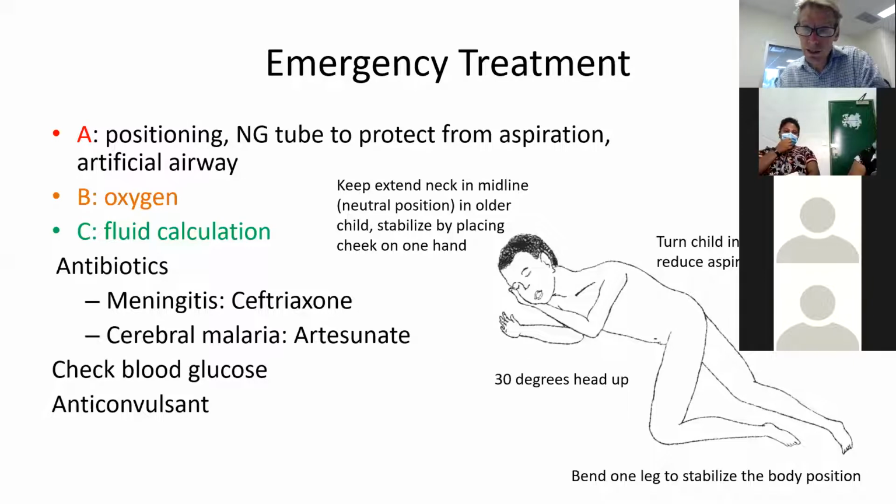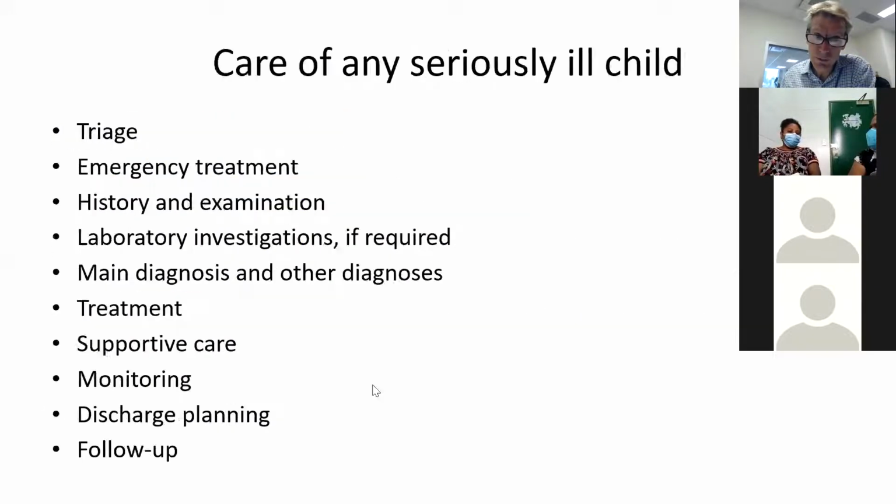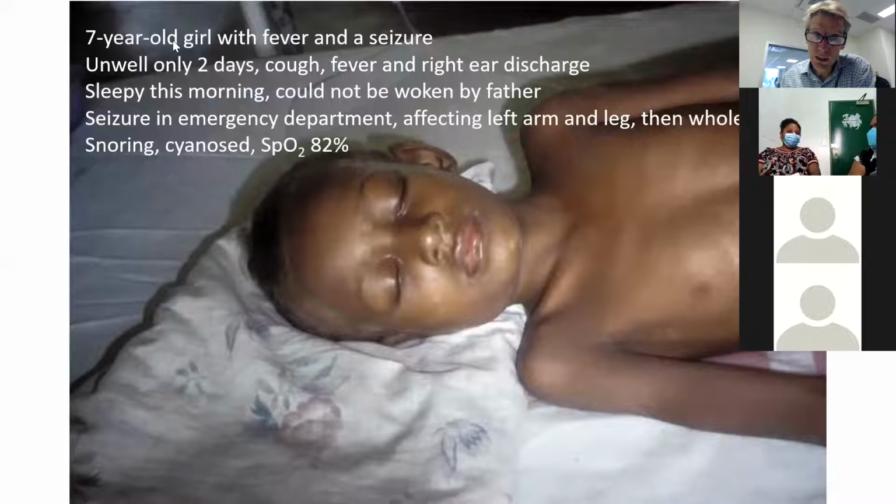Now, I said that this talk would be about bacterial meningitis and encephalitis, or febrile encephalopathy. And so this child who had this problem, she was a 7-year-old girl with fever and a seizure, and she had a right ear discharge and a seizure in the emergency department, came in hypoxic. What could be wrong with her? What do you think could be wrong?